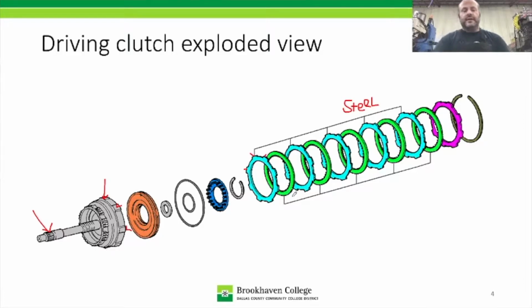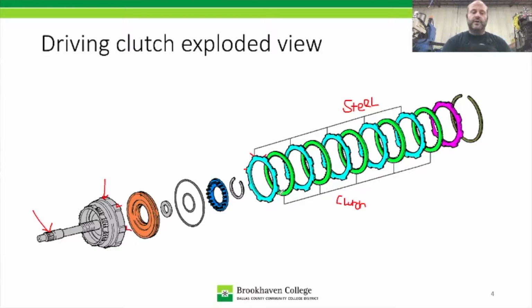Now the light green ones, those are the clutches. And the clutches are going to have splines on the inside. See if I can get this full word out before it gets too small. There we go. So those are the clutch plates. And the clutches are actually going to spline to a component called the hub.